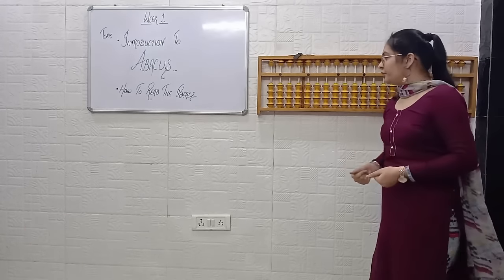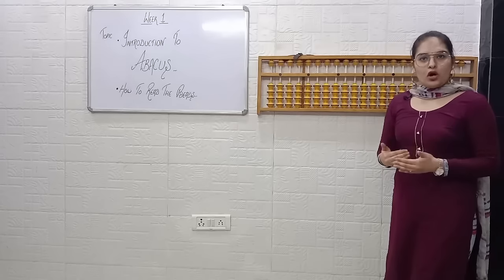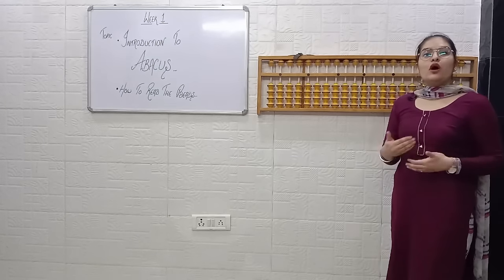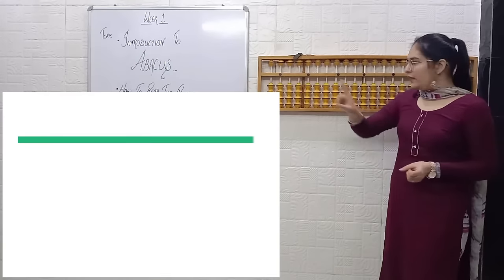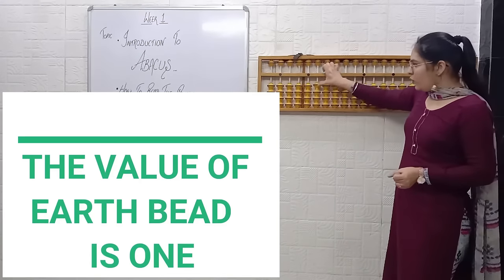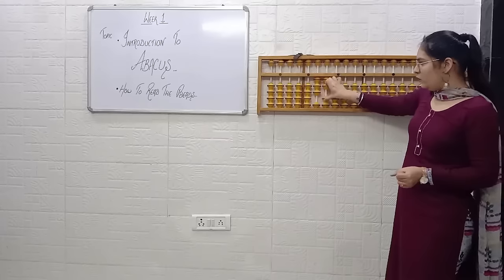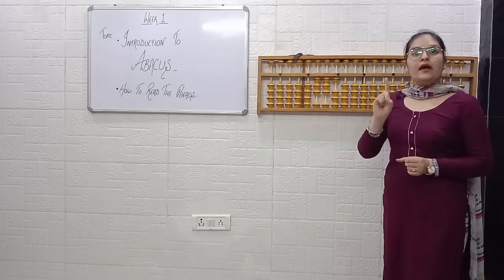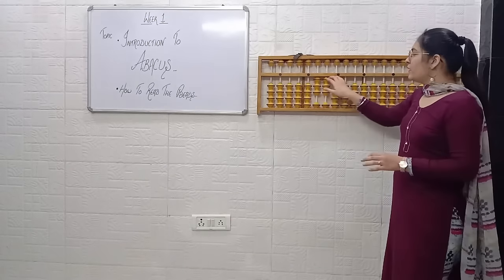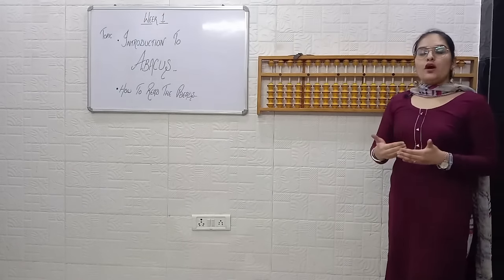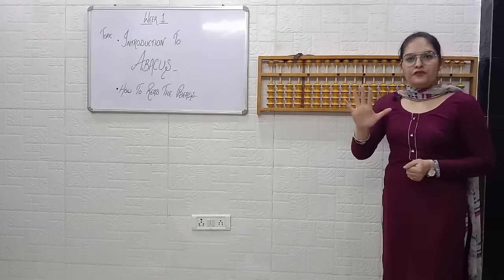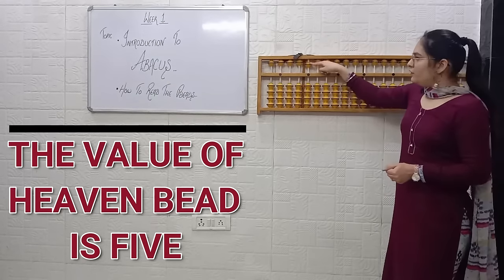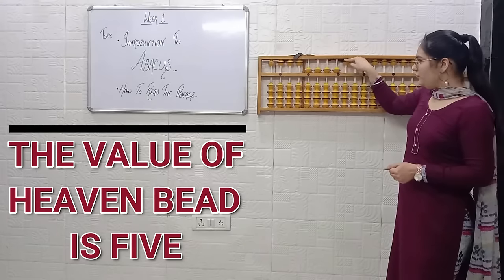Let's move further. Now, the value of earth bead is 1. Earth bead is this. So, 1, 1, 1, 1, 1, 1, 1. Har ek single earth bead ki value hoti hai 1. Clear? And the value of heaven bead is 5. 5, 5, 5, 5, 5.